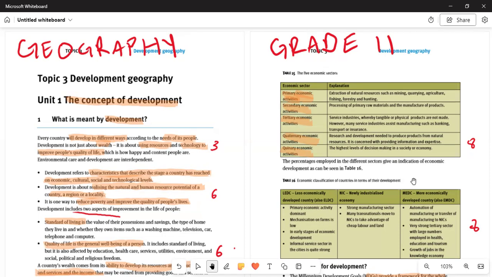Without wasting any time, today we are going to look at grade 11 geography under this module. Ensure that you also tune in to the previous videos which we have done pertaining to this. And then, without wasting any time, we are going to talk about development geography.